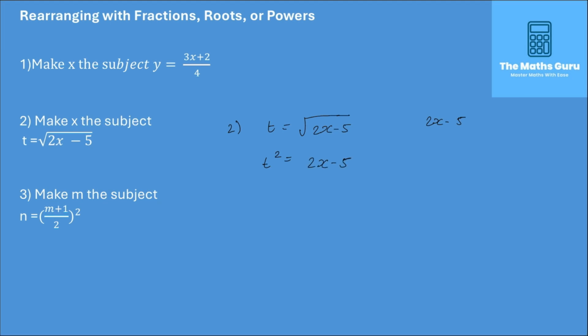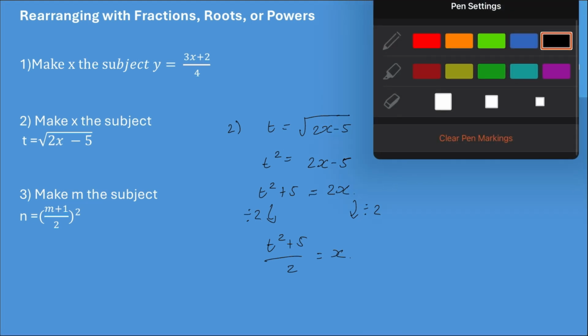Now, looking at our x, we see it's being times by 2 and then minusing 5. We deal with our subtraction first and get t squared plus 5, which is the opposite, remember, because it's minus on one side, plus 5 on both sides to get rid of that. And we say is equal to 2x. Then we divide through both sides by 2 to get x alone on one side of its equation. So t squared plus 5 divided by 2 is equal to x. Hence, x equals t squared plus 5 over 2 is the formula when x is the subject.